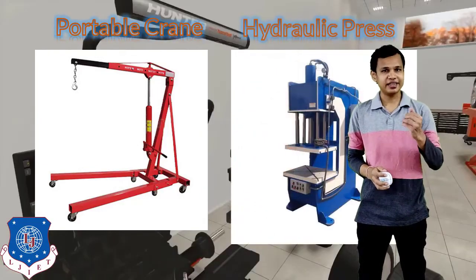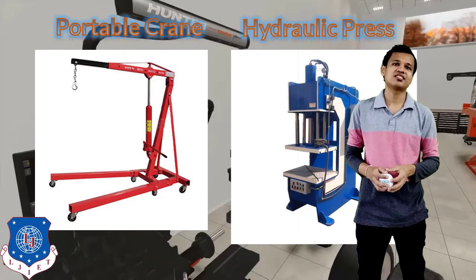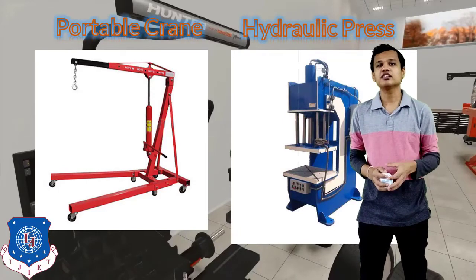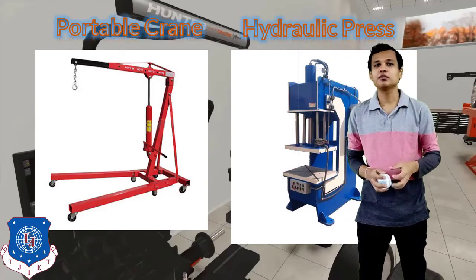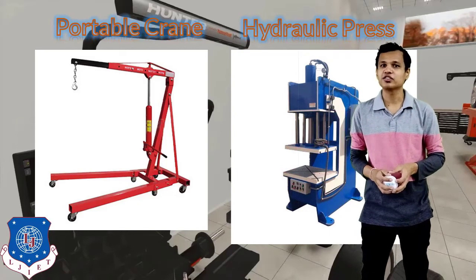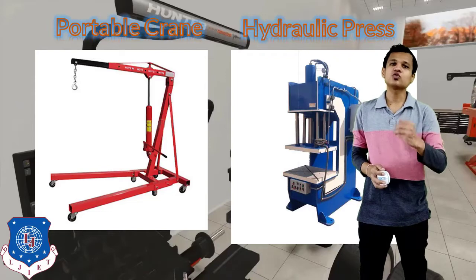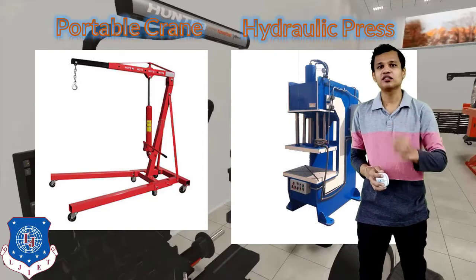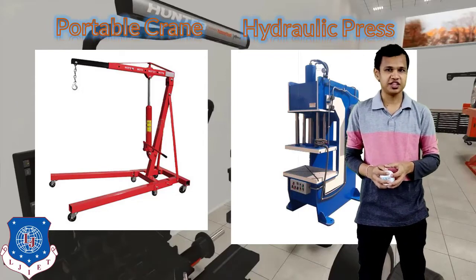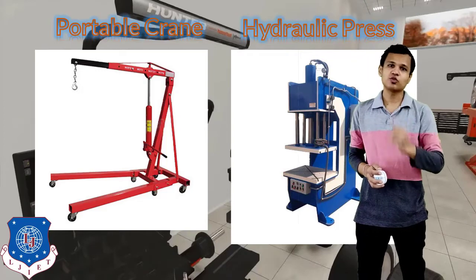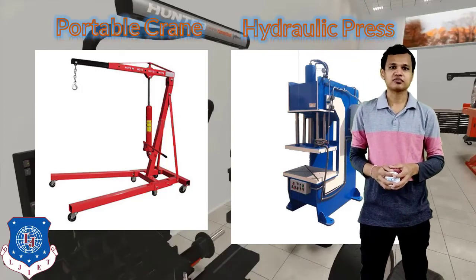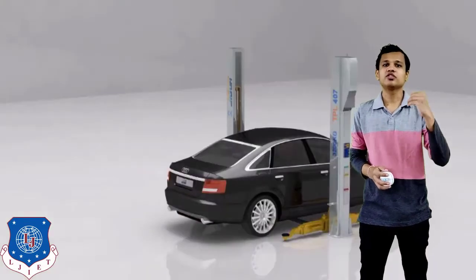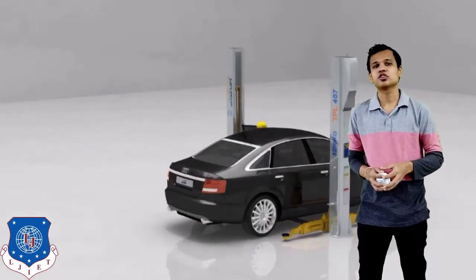Also there is a requirement of a hydraulic press as well. The press is generally used to bend or to perform any pressing operation on the components of the vehicle. So these two are the basic instruments which are required in the service stations, and they are generally provided in authorized service stations. Next thing you can see is the two-post hoist.